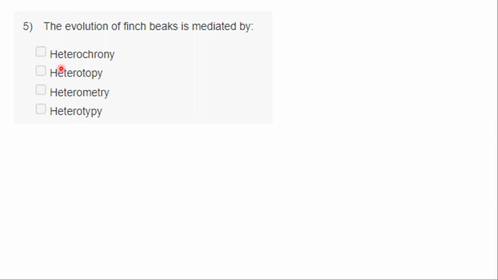Okay, let's move on to the fifth question, which is also related to the Darwin finch. Evolution of finch beaks is mediated by dashed: heterochrony, heterotopy, heterometry, or heterotypy. How can we classify the evolution of finch beaks? Let's take 2 minutes to accumulate some answers and give all the students a chance to think about it. I will reveal the correct answer in 2 minutes.